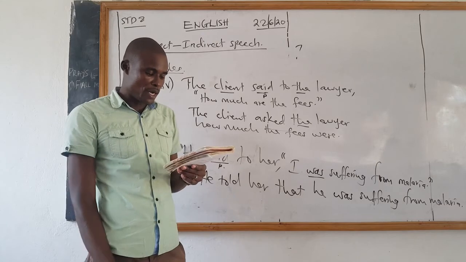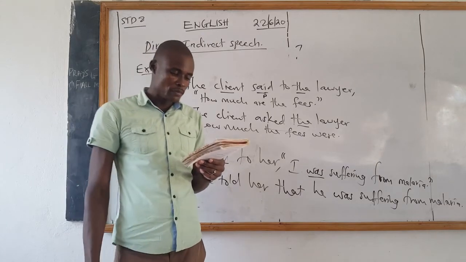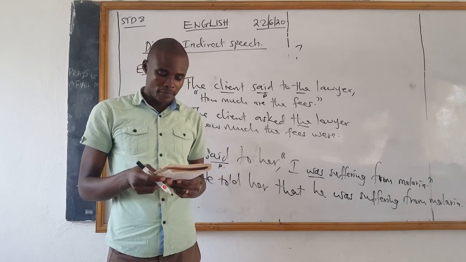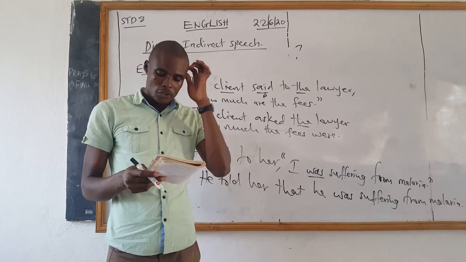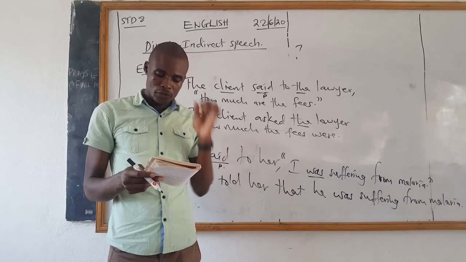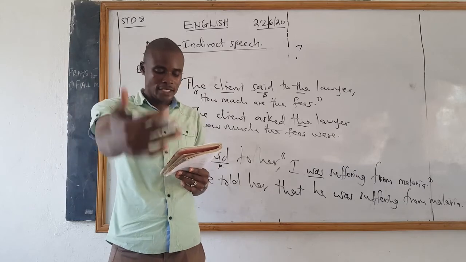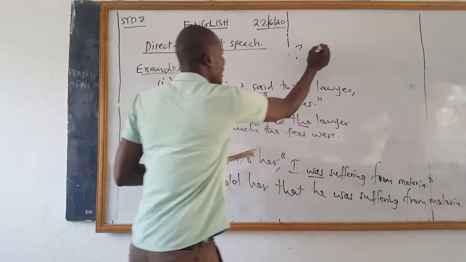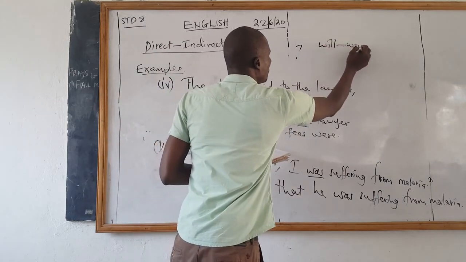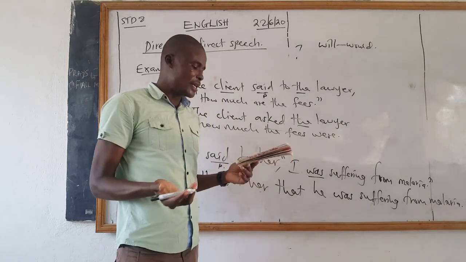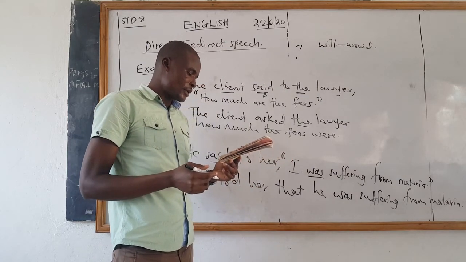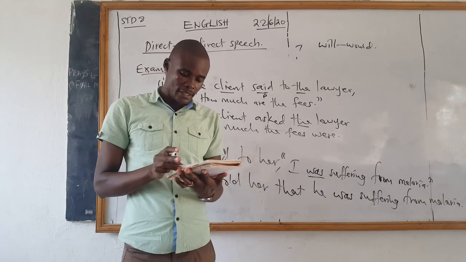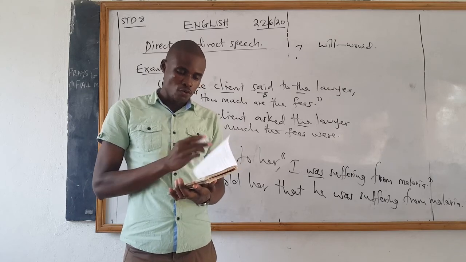The last one before I give you one. Mrs. Nancy said to him, beginning of quote, John will come at 2 p.m. So we can see that "will" is the future tense. So Mrs. Nancy said to him that John would come at 2 p.m. So "will" changes to "would", and you can see it very clearly.